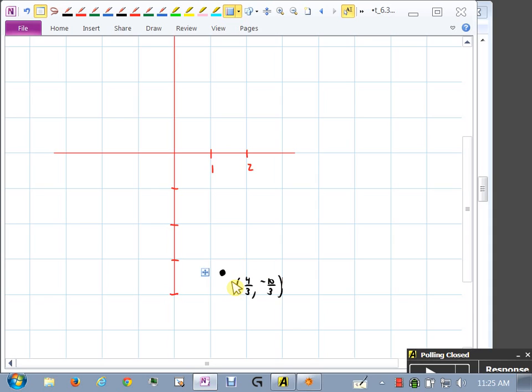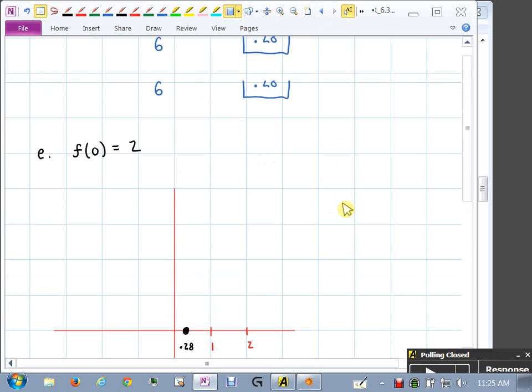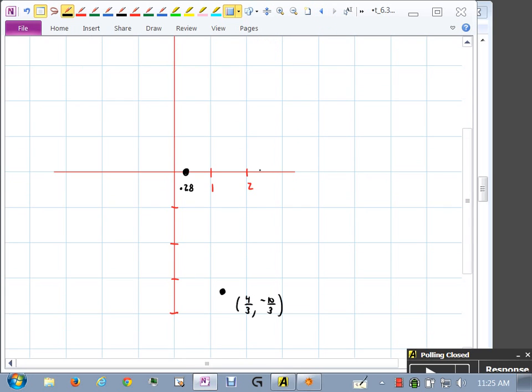Then I'm going to plot my x-intercepts, which were 0.28. I don't know, somewhere around here, 0.28. The other one was, what? 2.38. So that's going to be around here, 2.38. And then my y-intercept, which we said was 2, which is here. Remember, you have that axis of symmetry.